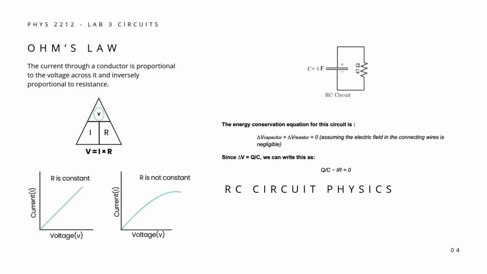In the example for RC circuit physics shown to the side, an RC circuit includes a resistor and a capacitor. The energy conservation equation for that circuit is going to be the change in voltage of the capacitor plus the change in voltage of the resistor, and we're going to assume that the electrical field in the connecting wires is negligible.